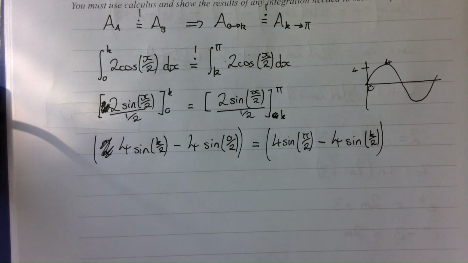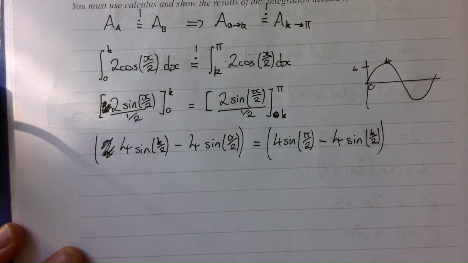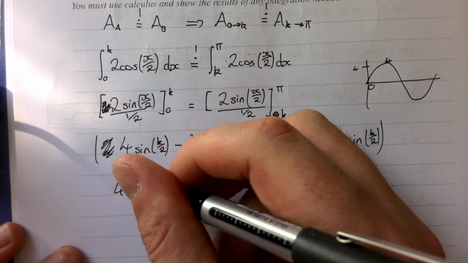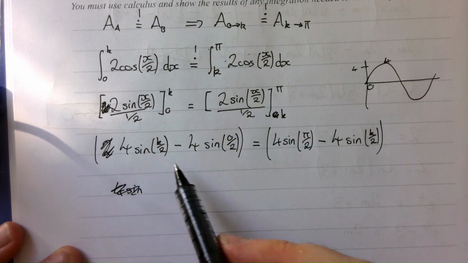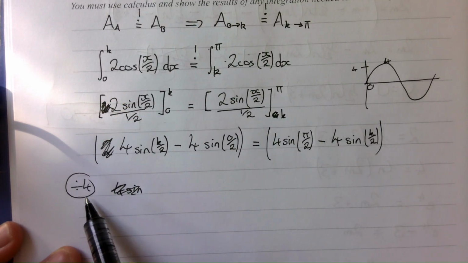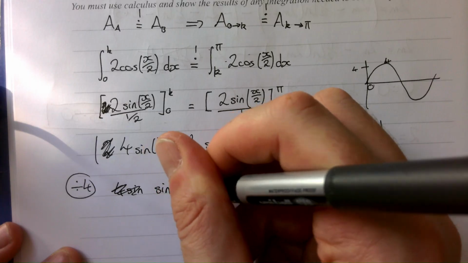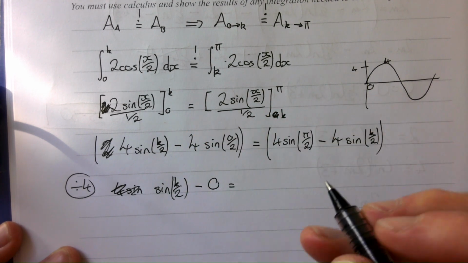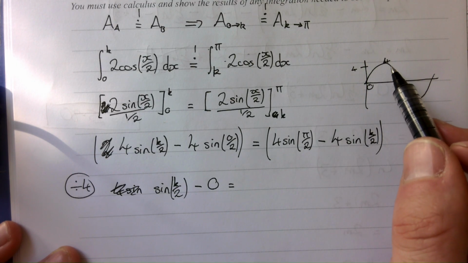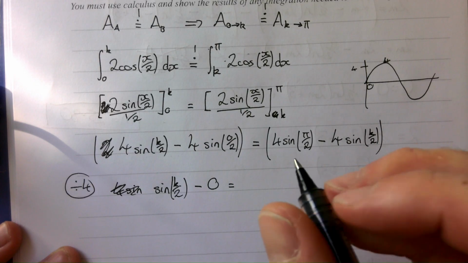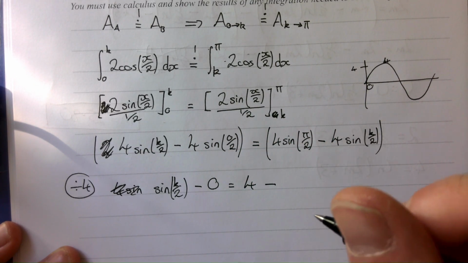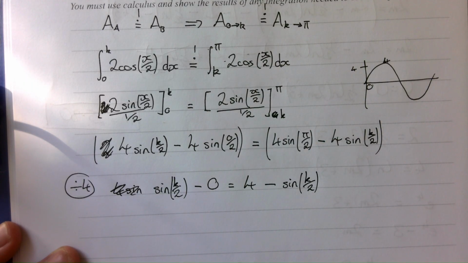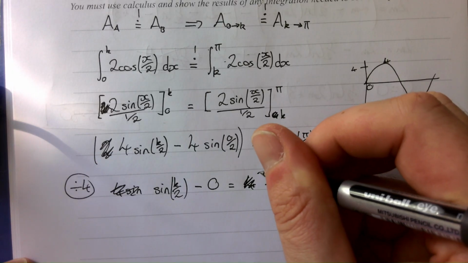And then we're going to go through and hopefully tidy up this expression. Because every single thing is times by 4, I can divide absolutely everything by 4. So we're going to have sine k over 2 minus sine of 0, which is 0. That must be equal to 4 sine of pi over 2. Pi over 2 is equal to 1, so 4 lots of 1 is 4, minus sine k over 2. And because I'm silly, I forgot I divided everything by 4, so this is going to be 1, sorry.